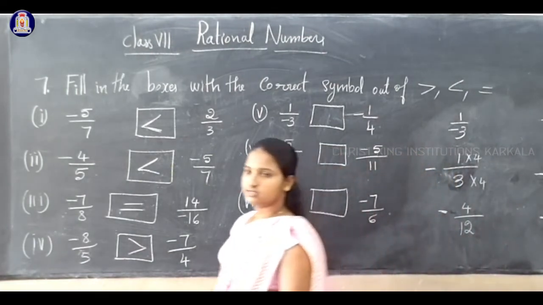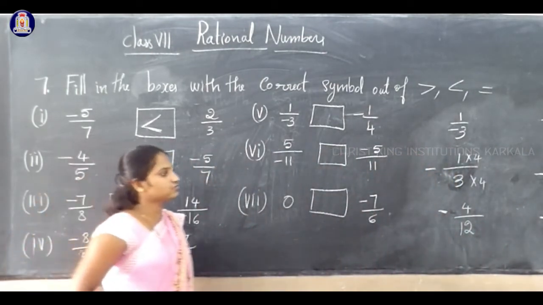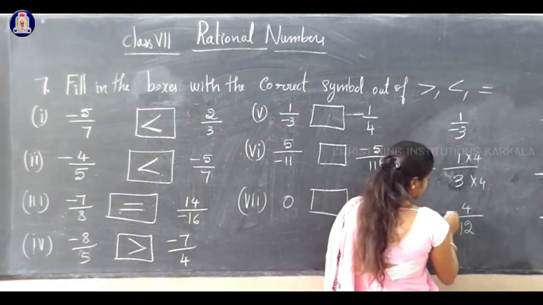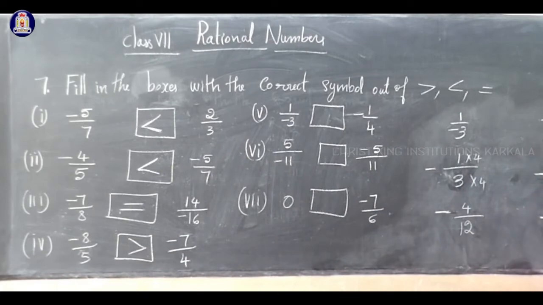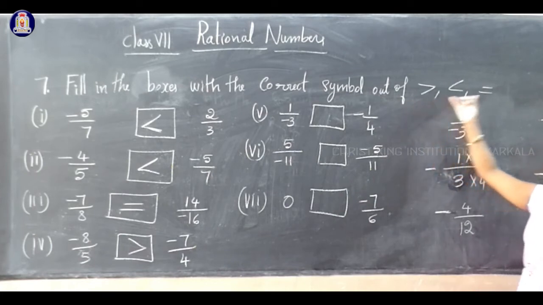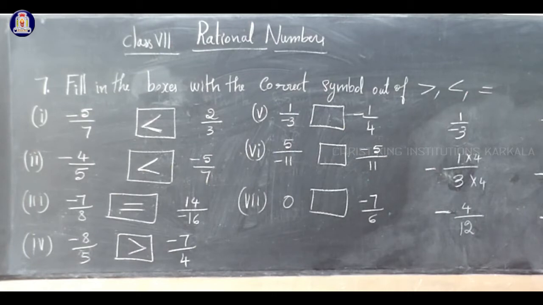Now can you say which is greater and which is smaller? Minus 4 by 12 and minus 3 by 12. Which is greater? Now if you see the number line, this is the number line, you can imagine: 0, minus 1, minus 2, and this is minus 3, minus 4. Values are decreasing this way, and this side values are increasing. Minus 4 and minus 3, in this, minus 3 is greater.